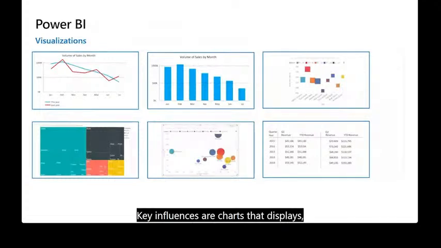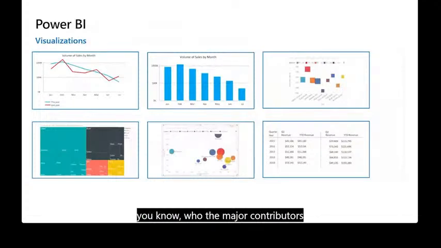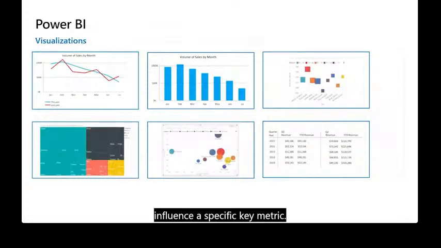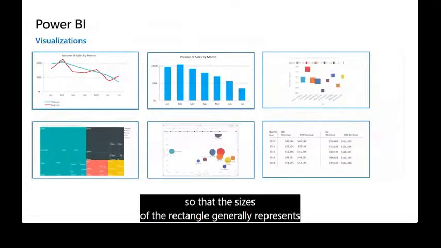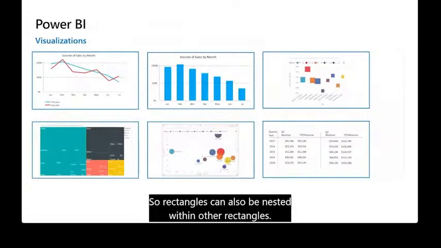Key influences are charts that display who the major contributors to a particular result or value are. So key influences are great for understanding what particular factors influence a specific key metric. Tree maps are used as charts of colored rectangles, so that the sizes of the rectangles generally represent the relative value of that item, and so they can be hierarchical. Rectangles can also be nested within other rectangles.